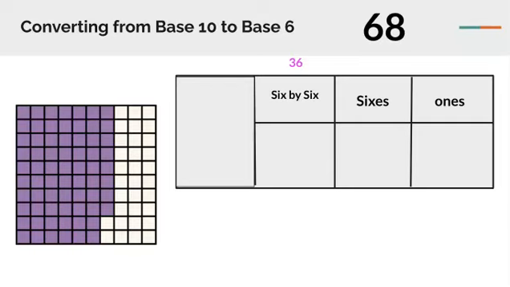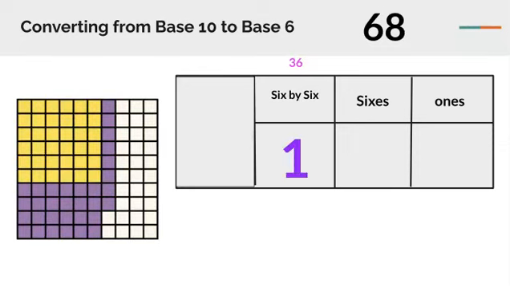I'm going to block off my groups of 6 by 6. There. I was able to make one group of 6 by 6, which is 36 little squares. Can I make another? No, I don't have another 36 blocks to group here, so I'm just going to write a 1 in my 6 by 6 box and move on to the next place value, just 6s.